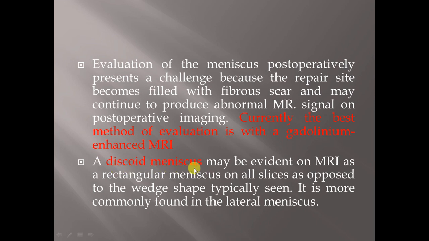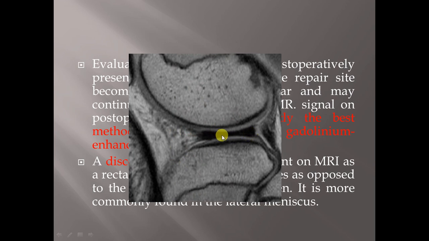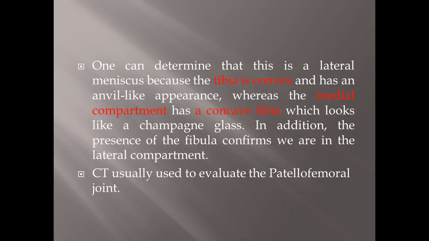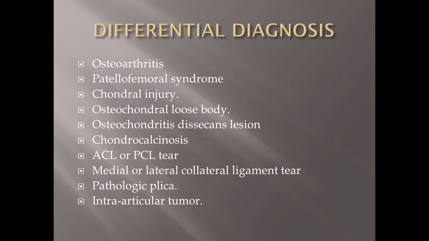Discoid lateral meniscus is one of the sources. If you have complete attachment between the anterior horn and posterior horn like this in multiple sequential sequences, this is mostly a complete lateral discoid meniscus. Again, one can determine the lateral meniscus because of the convex tibial surface and the presence of the fibula. For the sake of completion, the patellofemoral joint can be assessed by CT if you suspect arthritis or maltracking.